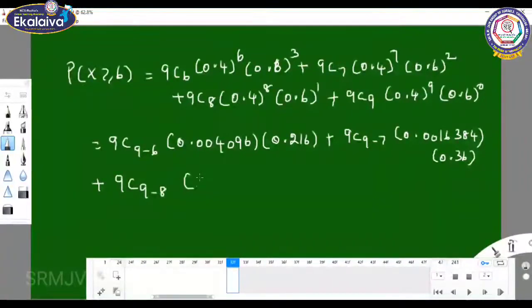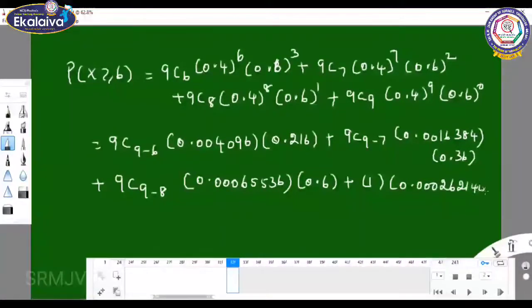0.000065536, you can use the calculator and do the calculation, into 0.6, plus 9C9 value is 1, 0.4 whole power 9 is 0.000262144. 0.6 whole power 0 value is what? 1. So what is the value for this?